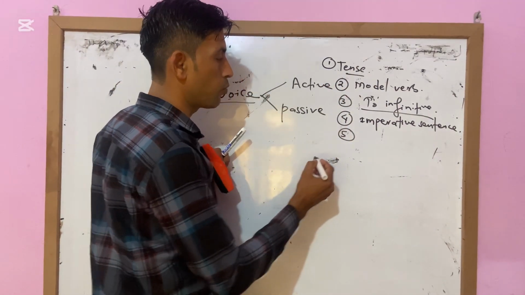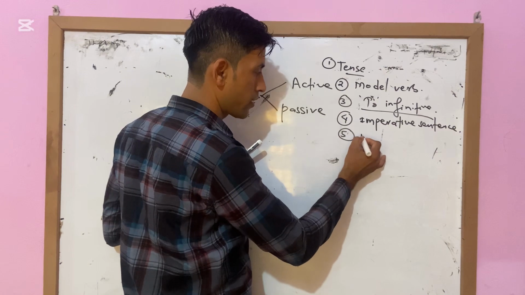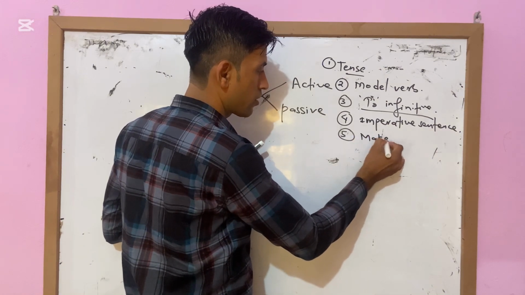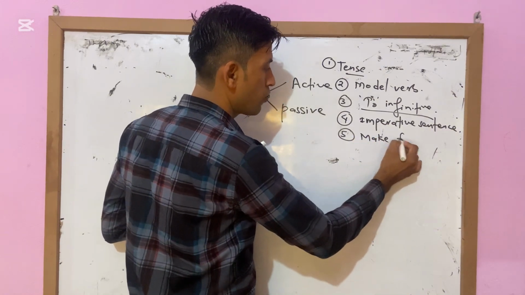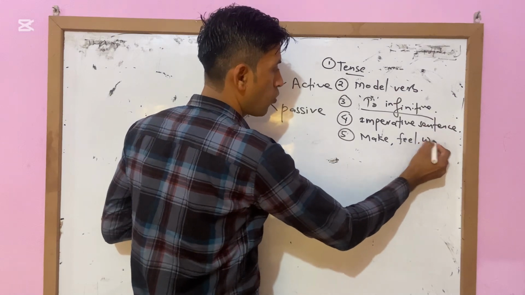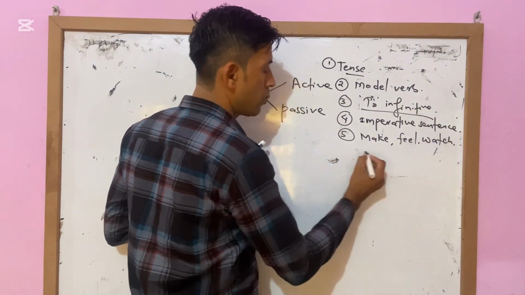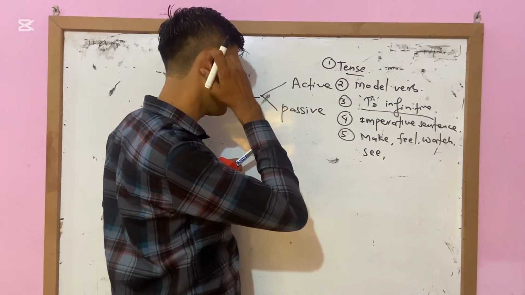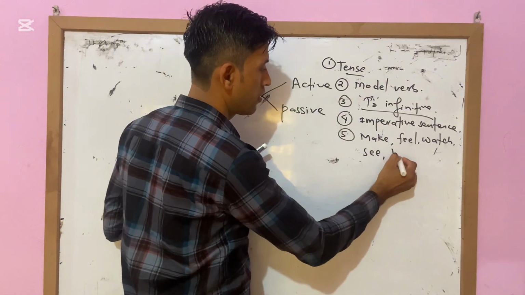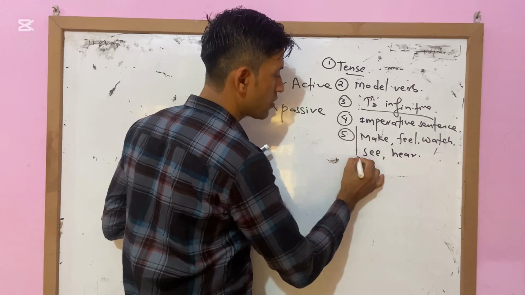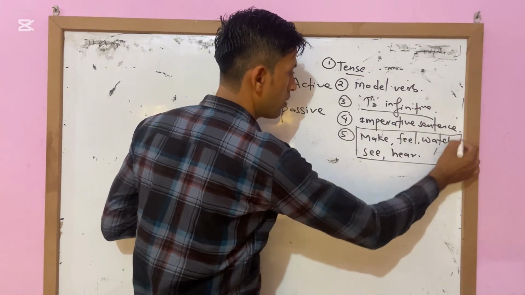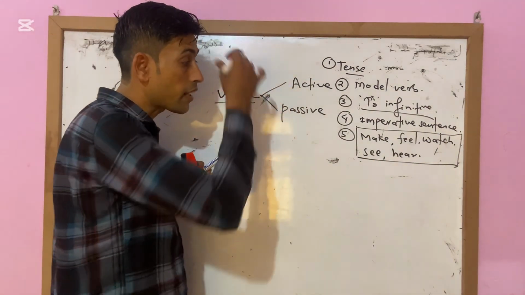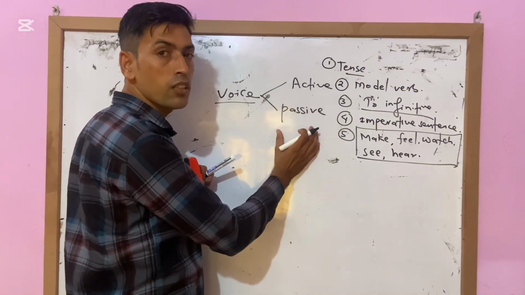Number five, if some of the verbs, for example make, feel, watch, see, hear, are given in a sentence, then how can we change active to passive voice?